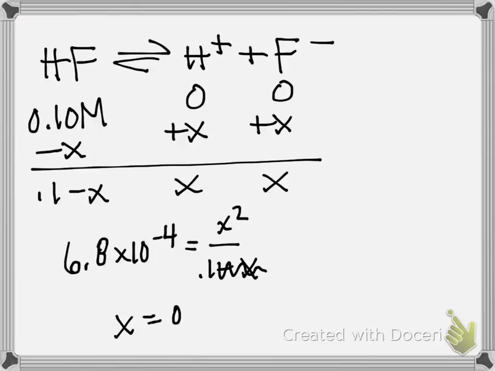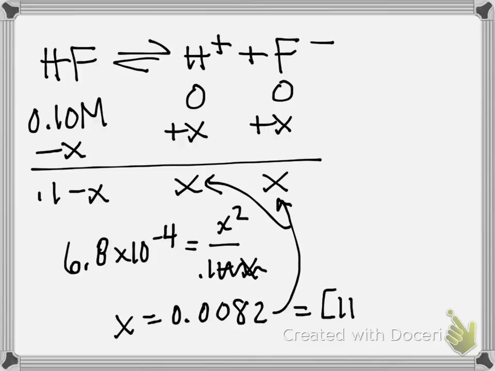X is equal to 0.0082. This is what x is equal to, my hydrogen ion concentration. So to find the pH, I can just take the negative log of that, and my pH equals 2.08.